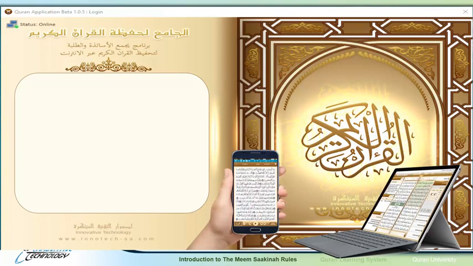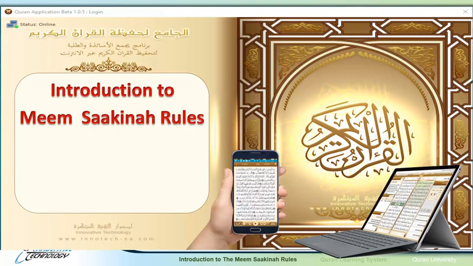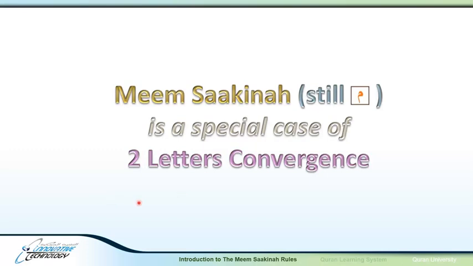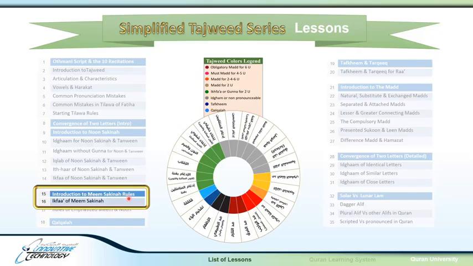So let's start, Bismillah ar-Rahman ar-Rahim, with our topic for this lesson, which is an introduction to Meem Sakinah rules, during which we're going to elaborate on the idgham and idhar of the Meem Sakinah. If you remember what we discussed in the previous lesson, where we introduced the concept of two letters convergence, in this lesson we'll show you that the Meem Sakinah, the still Meem, is actually no more than a special case of the two letters convergence. In this introduction on Meem Sakinah rules, we prepare you for the following lesson on ikhfa of Meem Sakinah.